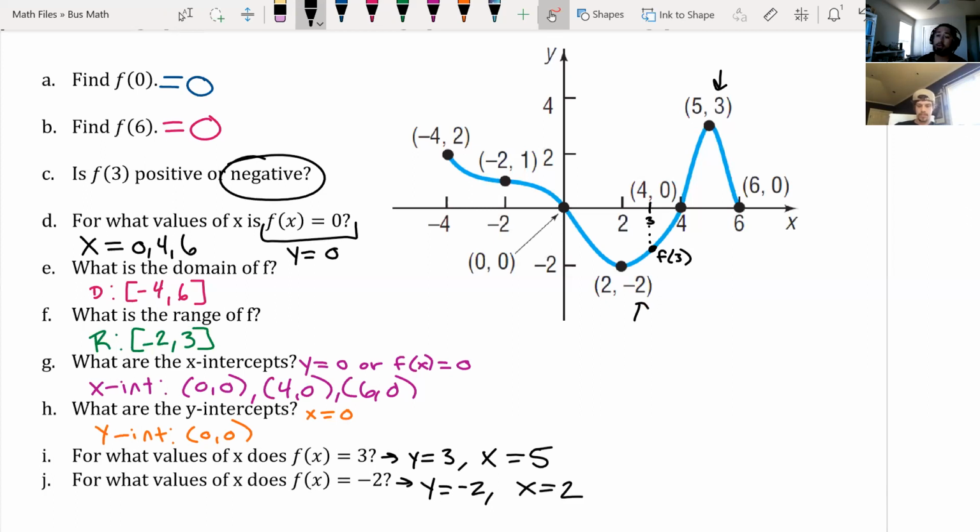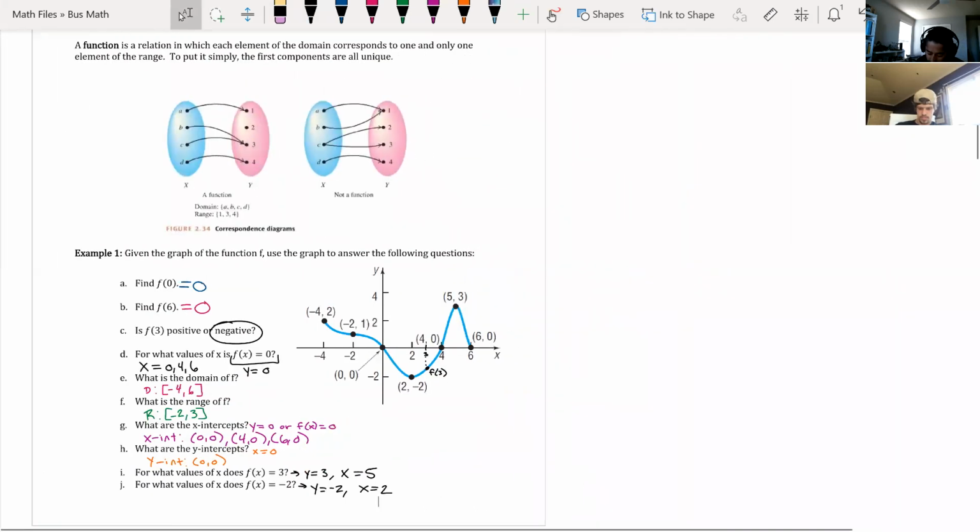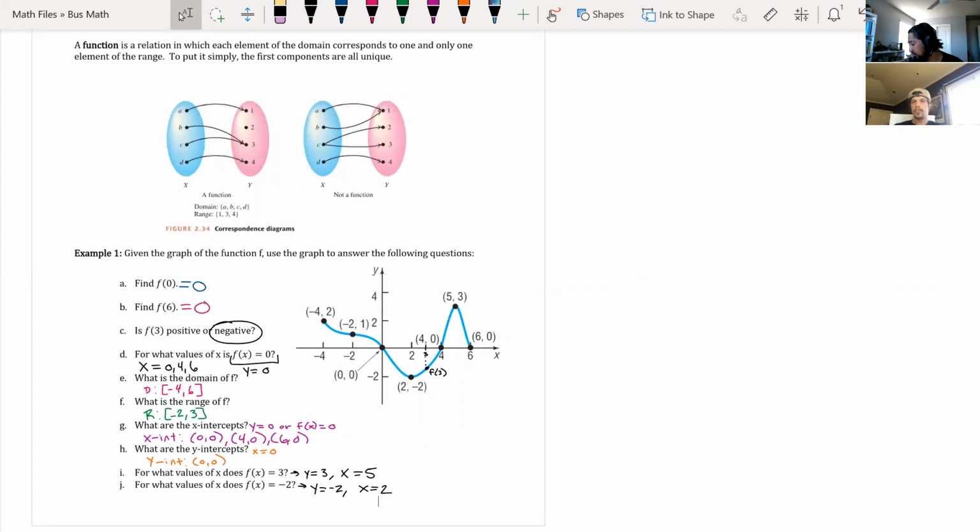And that's it. This is how you read a function. This is how you read a graph and answer the questions in function notation. Okay. Any questions on this page? No, sir. Okay.